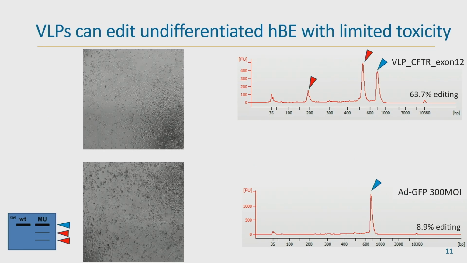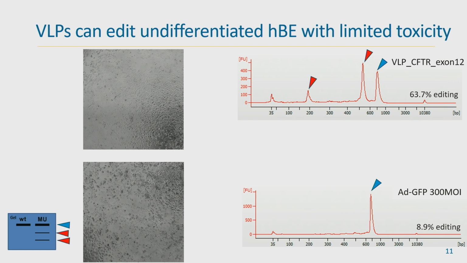On the top right, you can see that we can get about 60% editing efficiency with VLPs targeting CFTR exon 12 in undifferentiated HBEs. We also saw that there was limited toxicity with this treatment, especially relative to our negative control, which was an AdGFP adenovirus delivering GFP.